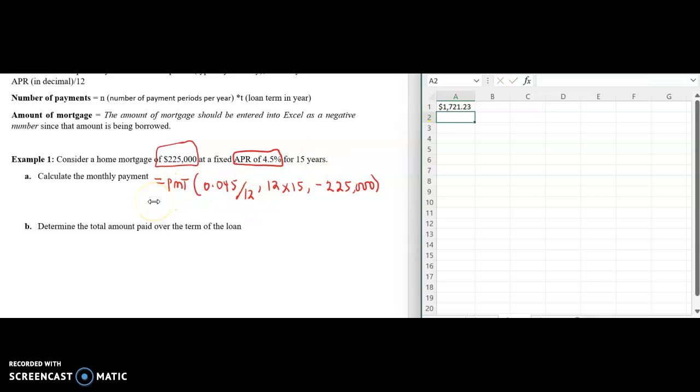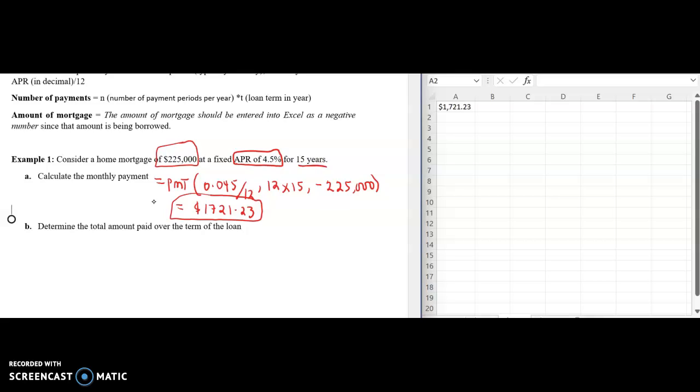So this will give you a monthly payment of 1721.23. So if you stick with this minimum monthly payment every month, you should be able to pay off the $225,000 loan at the end of the loan term, which is the 15-year period.